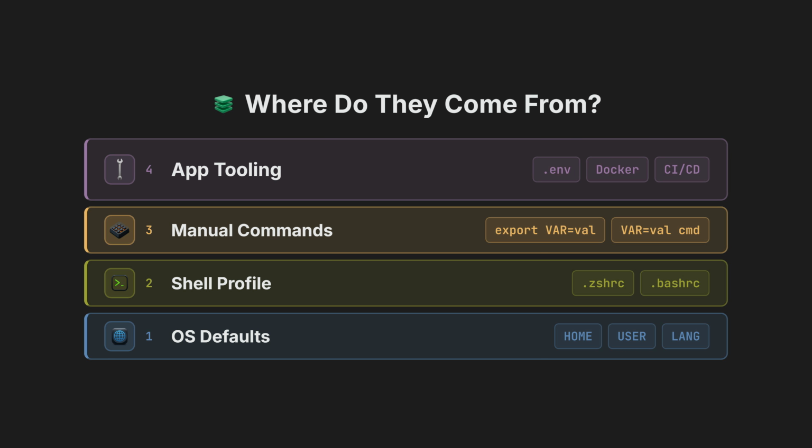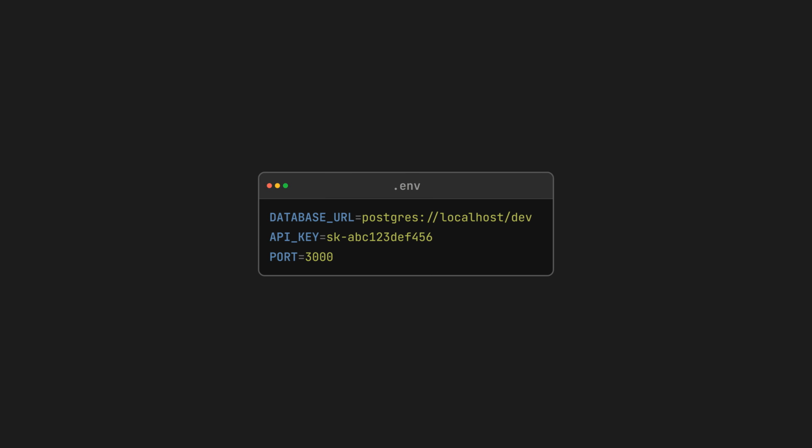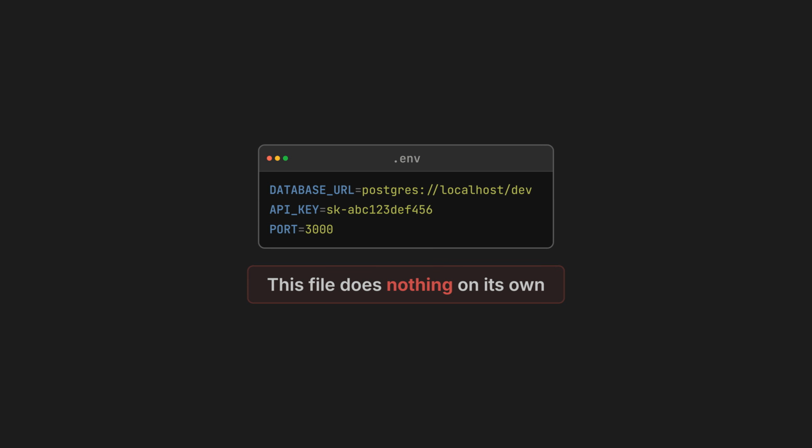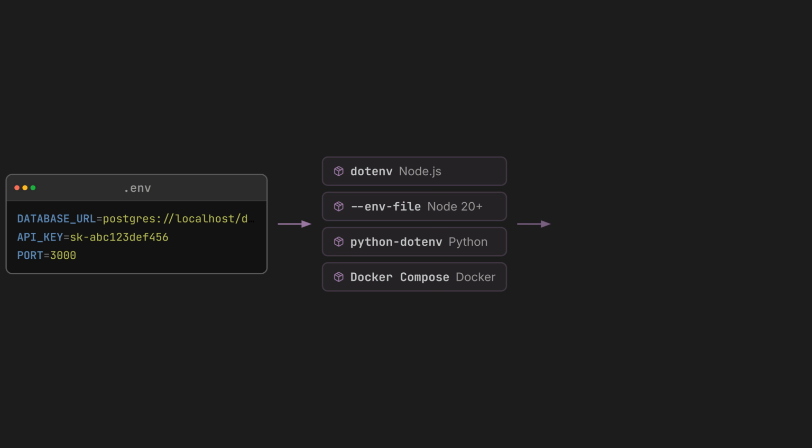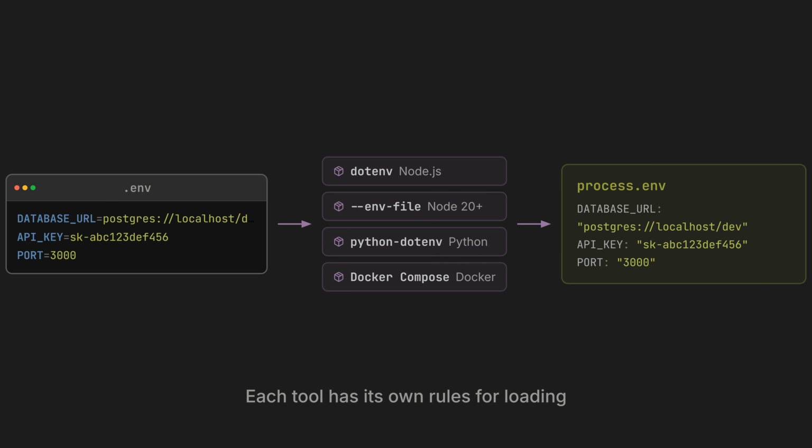Layer 4 is application tooling. This is where .env files come in. And a .env file is just a text file. It does nothing on its own. Something has to read it. In Node, that's traditionally dotenv, though Node now has a built-in --env-file flag. Python has python-dotenv. Docker Compose has its own loading. Each tool has its own rules.